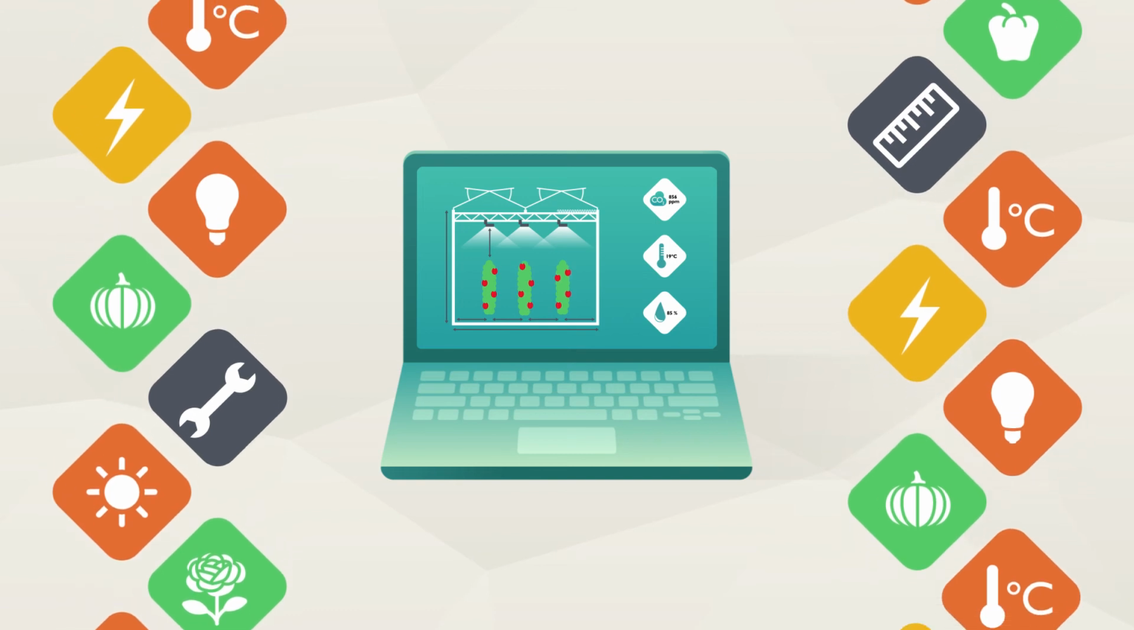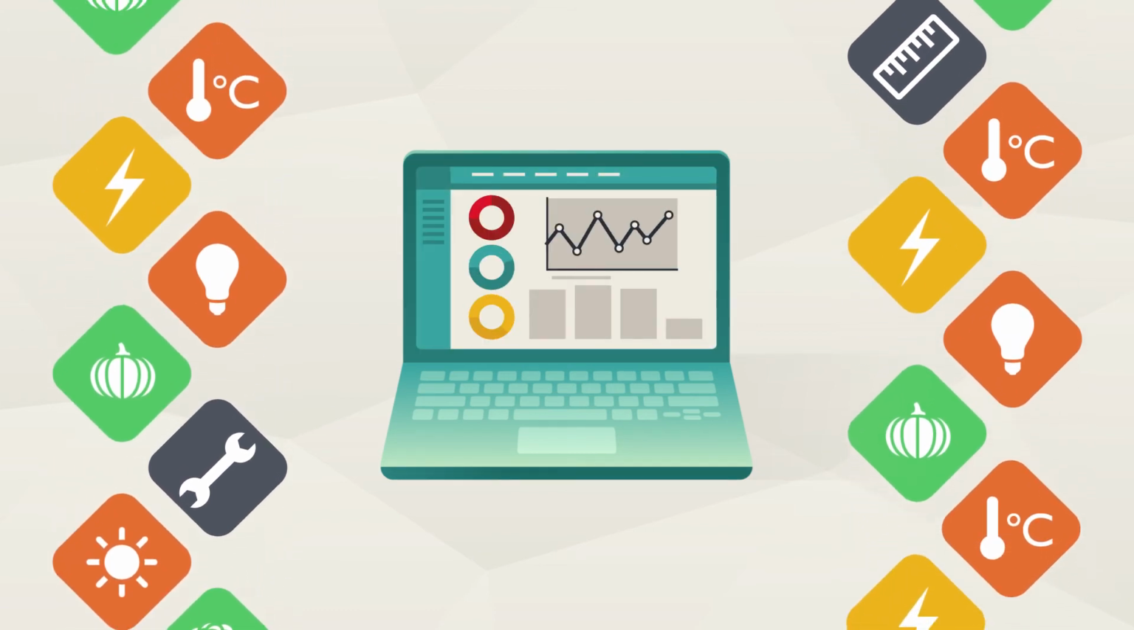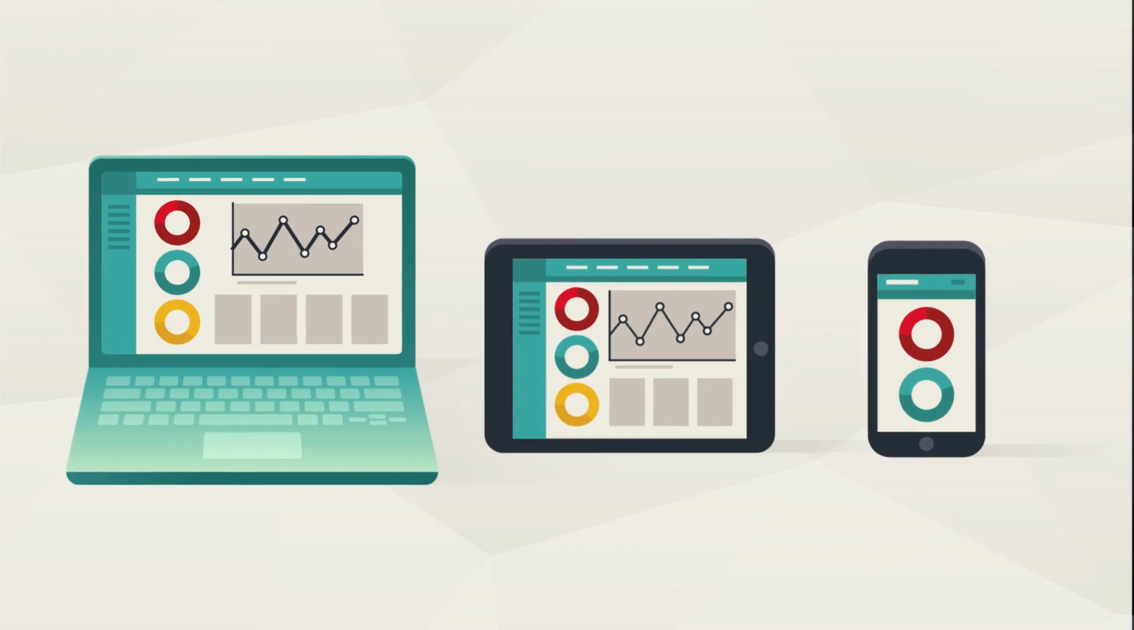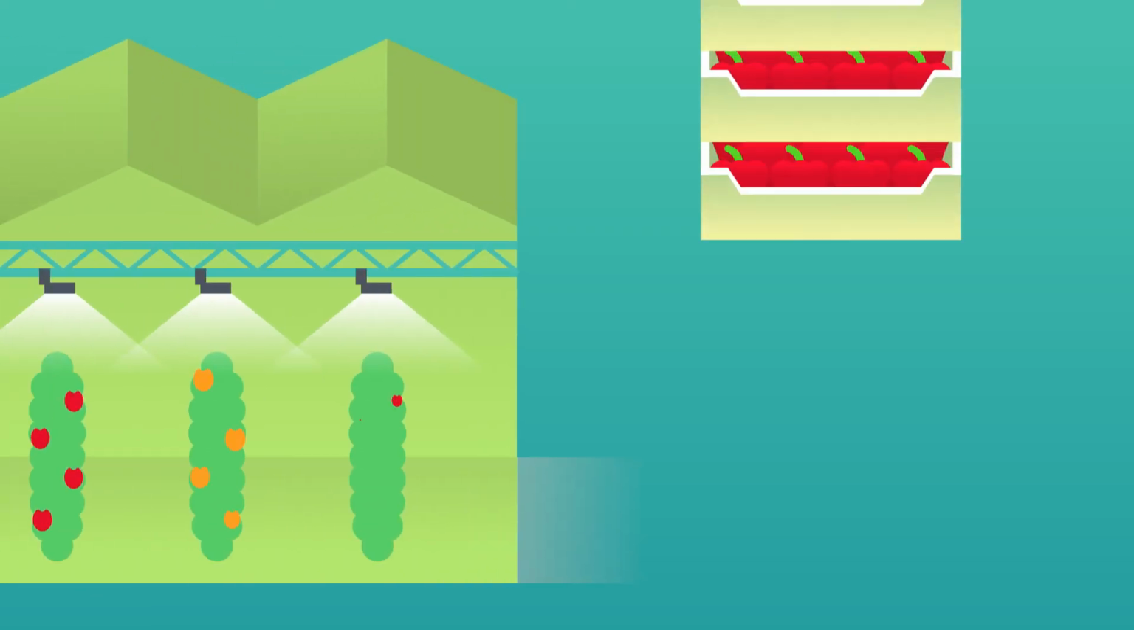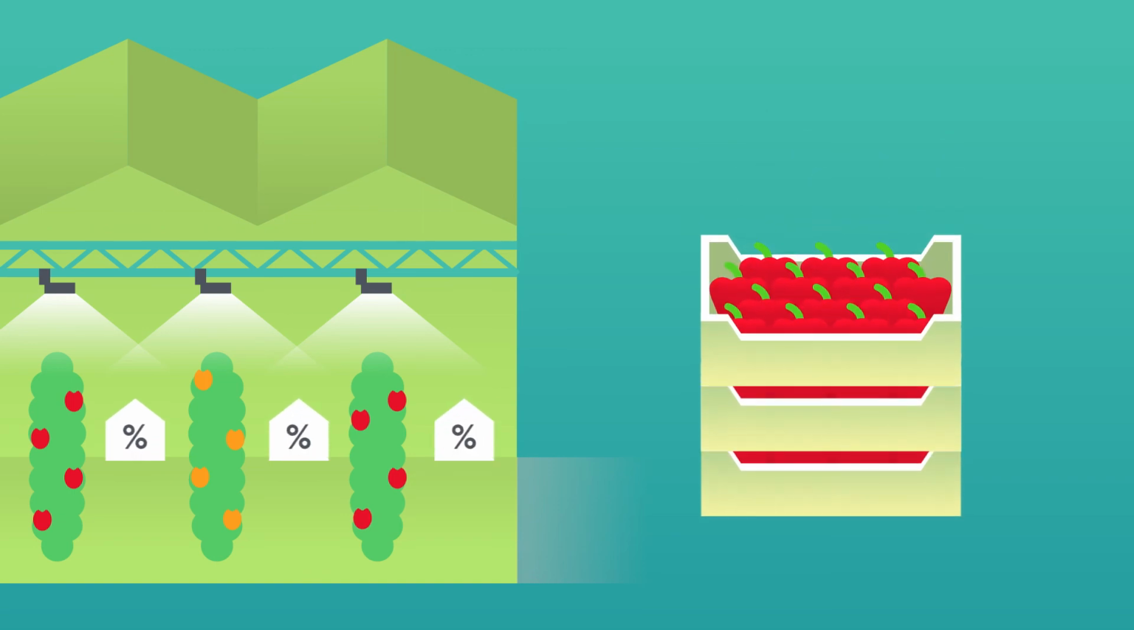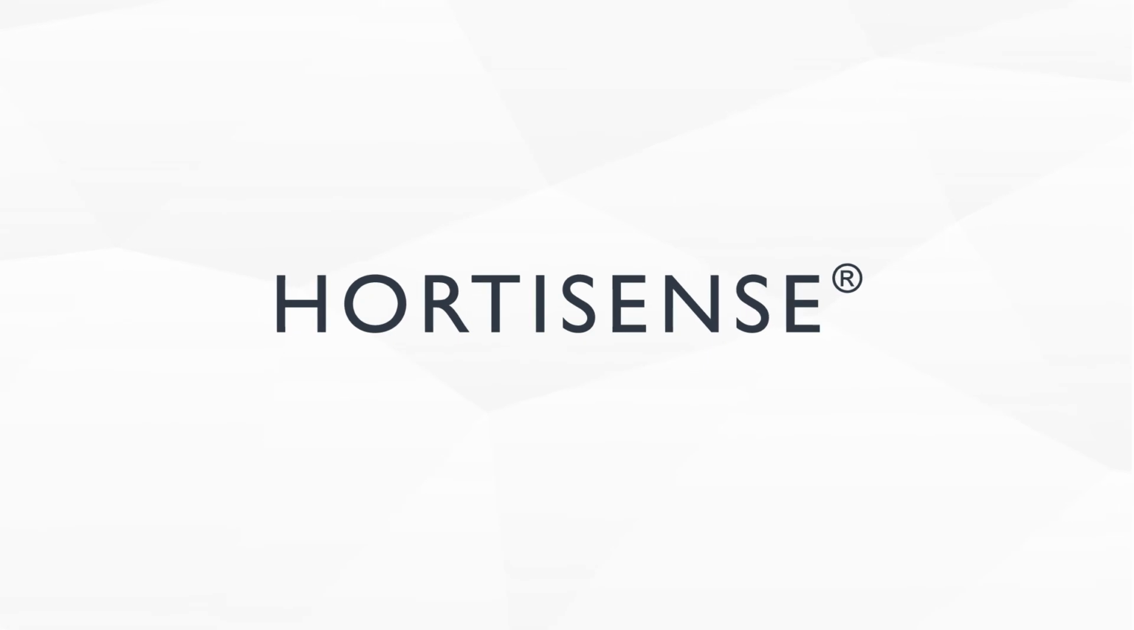Complete insight, total control at all times and all places via computer, tablet, or smartphone. As a result, you can plan your harvest with more accuracy and increase your return. HortiSense makes light efficient and effective.